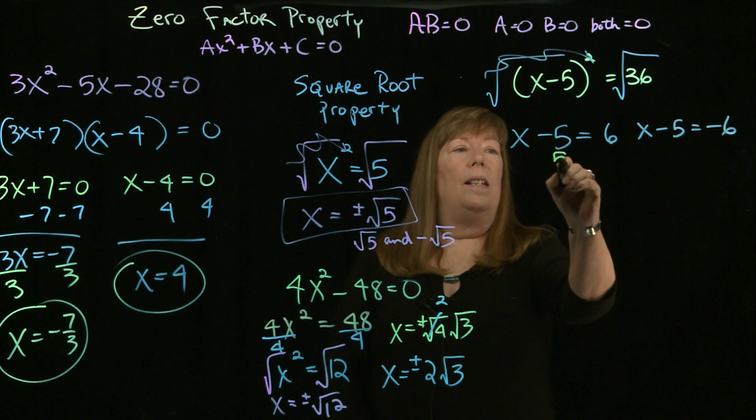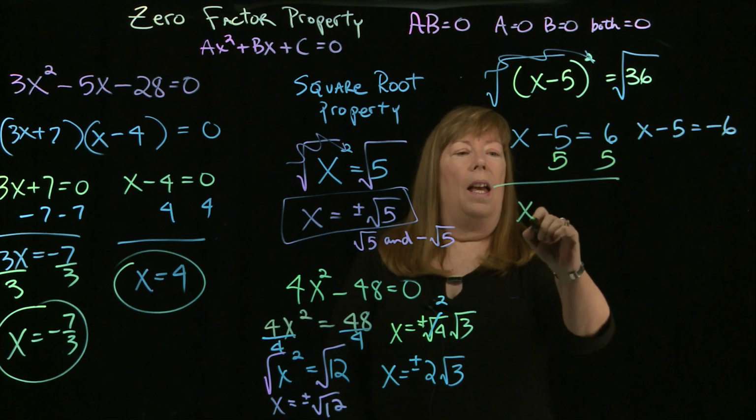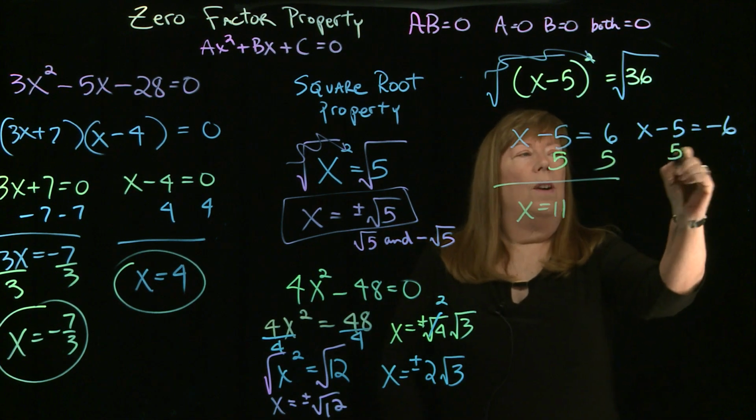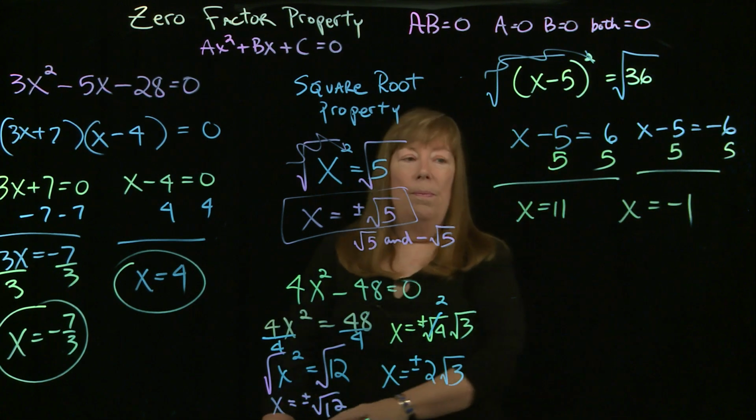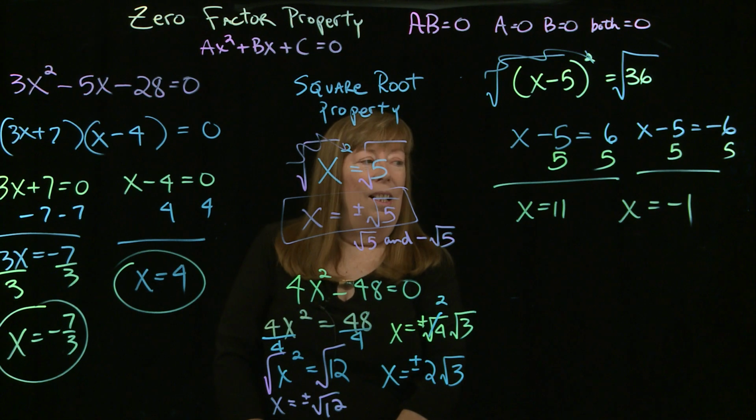Okay, let's add a 5 to both sides. x equals 11, and we'll add a 5 to both sides here. x equals negative 1. And you're done. Good job.